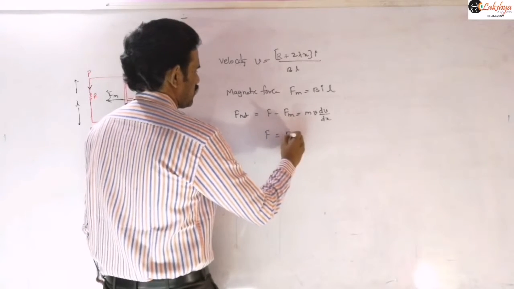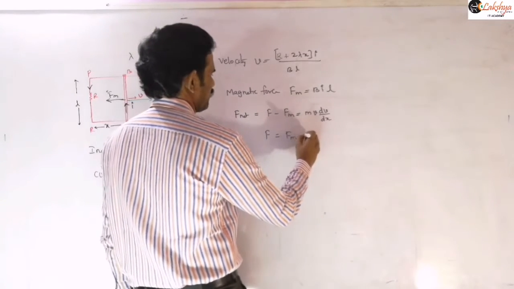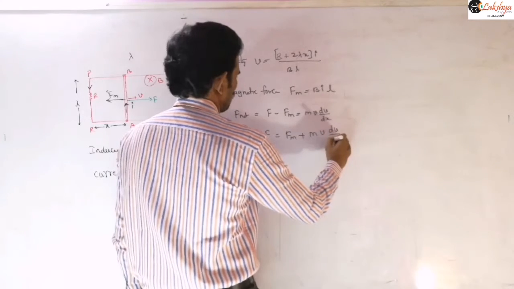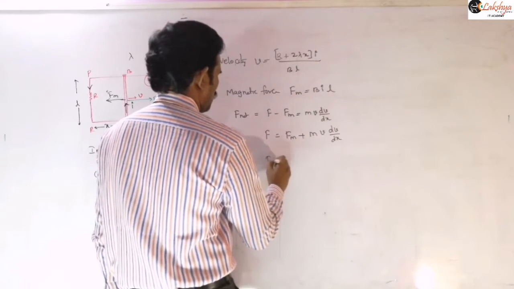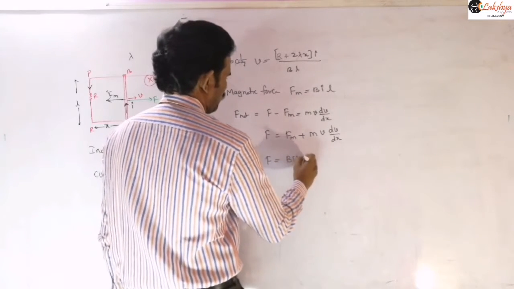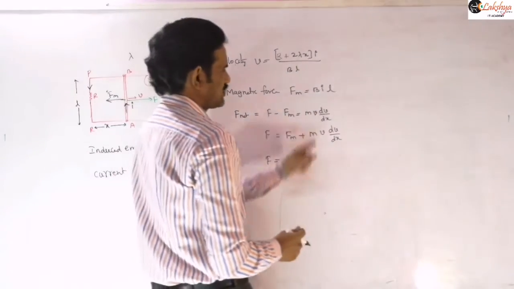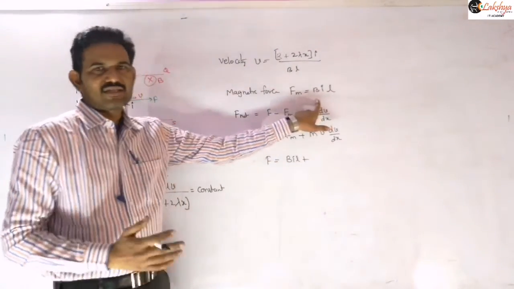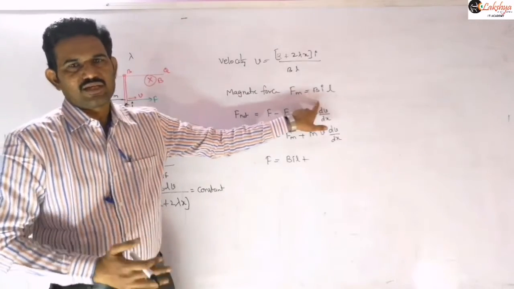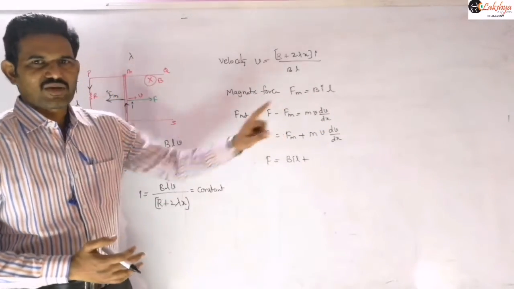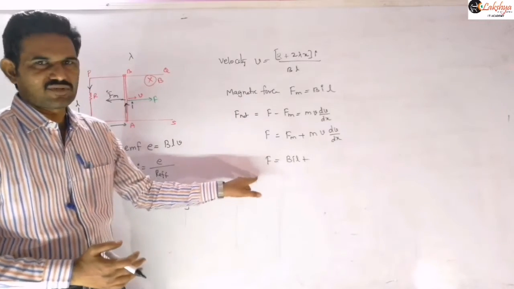So F is equal to Fm plus M into V into dV by dx. Now we can write here, so therefore this is BIL. This is a magnetic force which we can write by using that equation. And so this magnetic force is constant in magnitude, because B is constant, L is constant, and it is given that I is also constant in this problem here. So that magnetic force is constant and this force is variable now.